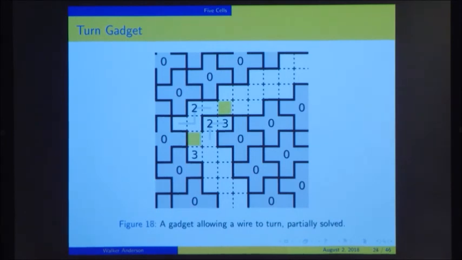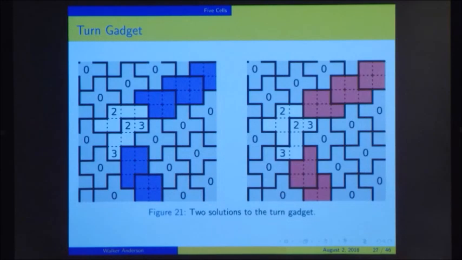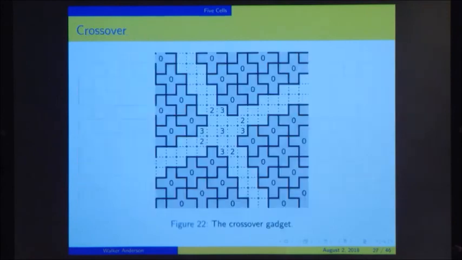The 4 cells connected at the top have to use a 5th cell to make a 5 square shape. It has to be one of the 2 highlighted squares remaining. So this is one option, and this is the other. These end up giving you the 2 possible orientations of the wire as it travels through the gadget. So in this way, this gadget would allow a wire to turn.